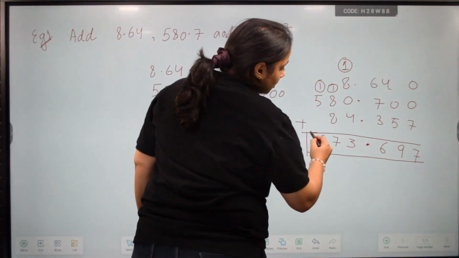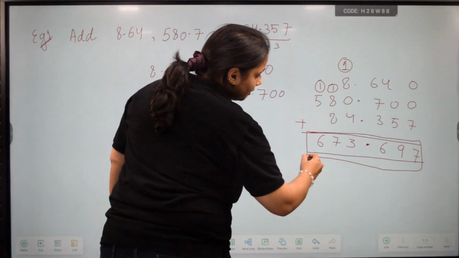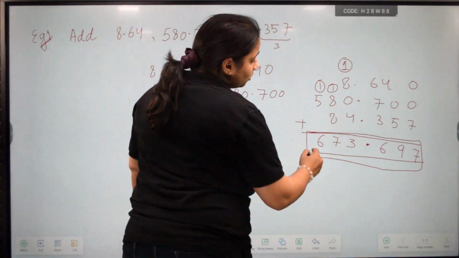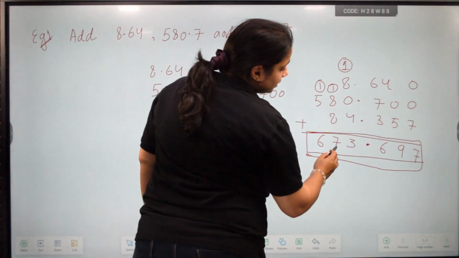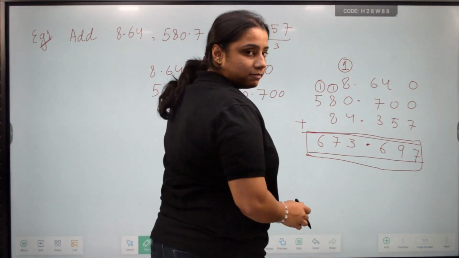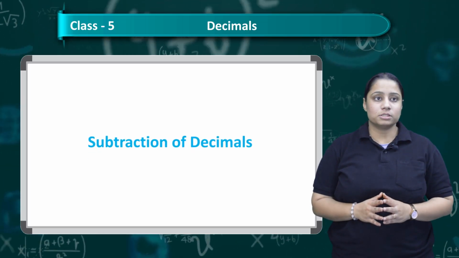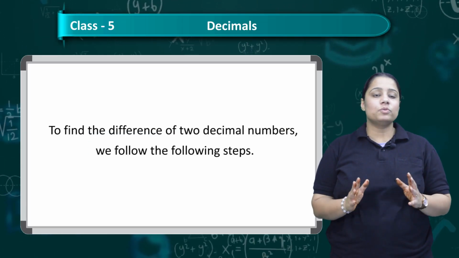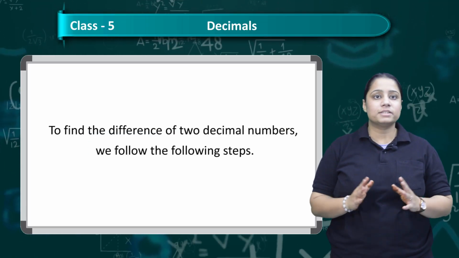The required answer is 673.697. Subtraction of decimals. To find the difference of two decimal numbers, we follow the following steps.